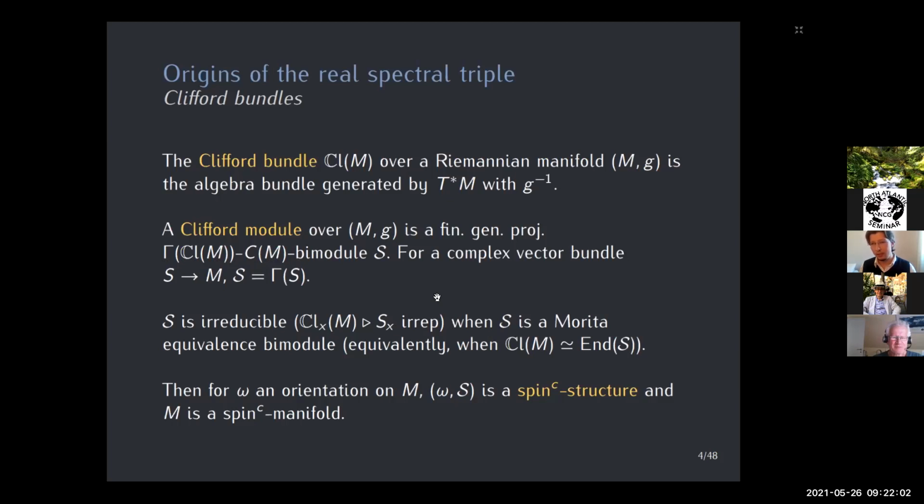And when that's the case, if the Riemannian manifold is also equipped with an orientation, the combination of the orientation and the Clifford module gives a spin C structure. And so the manifold will be spin C. In particular, we're interested in spin C manifolds because then we can for sure define Dirac operators.